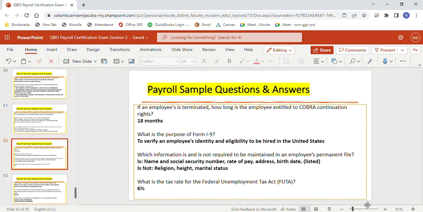Which information is and is not required to be maintained in an employee's permanent file? So I have them all listed up there in the beginning. It is name and social security number, rate of pay, address, birth date. I have a bunch of them listed, so I put listed there. It is not religion, height, marital status. Those are not there. What is the tax rate for FUTA, federal unemployment tax rate? That's 6%.